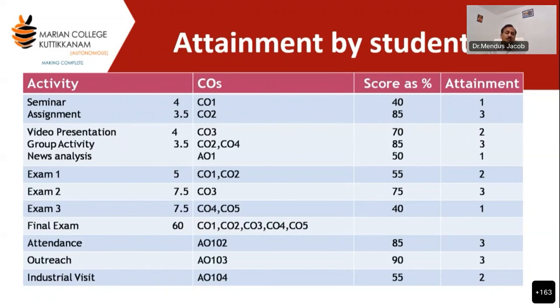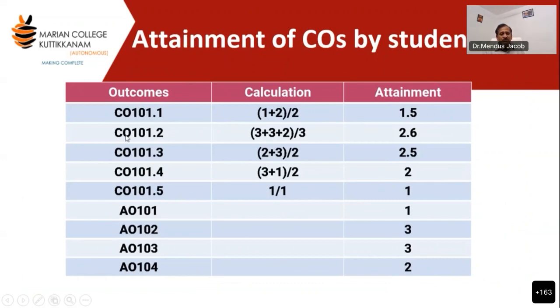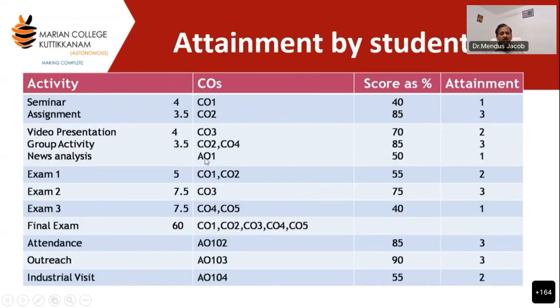Okay, so we have to consider each and every question and the mark of each and every question like that only. But this is, as I mentioned earlier, only a simple calculation for understanding the process. So we have taken 1 plus 2 by 2, that is 1.5. Now we will calculate CO2.